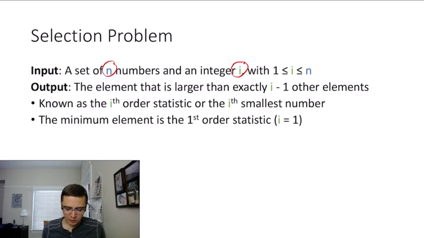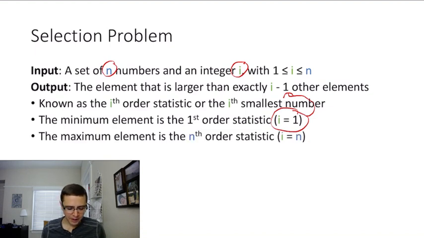So when i is equal to 1, and you plug that in up here, 1 minus 1 is 0, so there are no elements. This element is larger than no other elements, so that would be the smallest number. The minimum element is the first order statistic. The maximum element is the element that's greater than n minus 1 elements. So you've got the nth element, it's greater than all the other n minus 1 elements, and that's the maximum element. It's the nth order statistic.